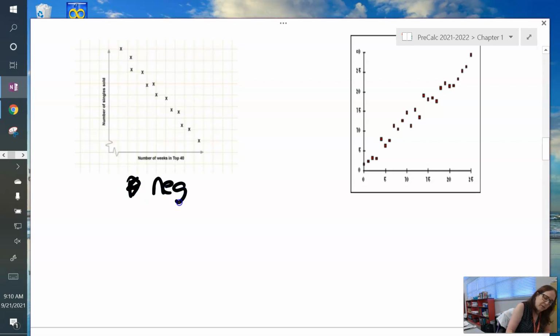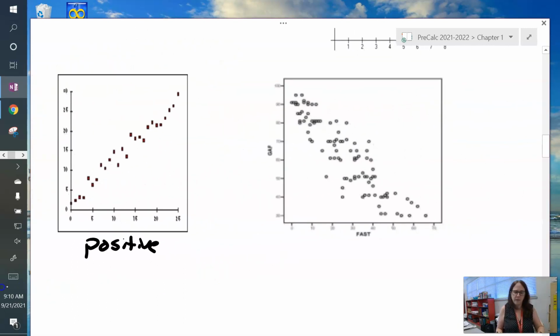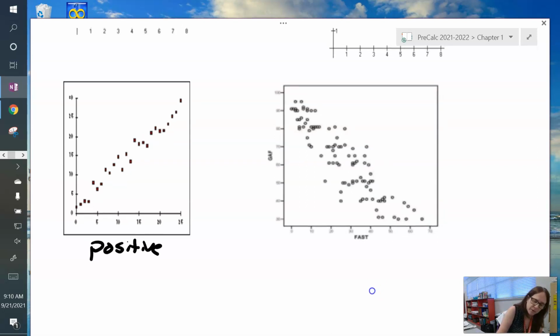This one's negative. Notice your trend line is going down. This is positive. And that one, I would call that one negative. It's kind of all over the place, but it is generally trending downward.